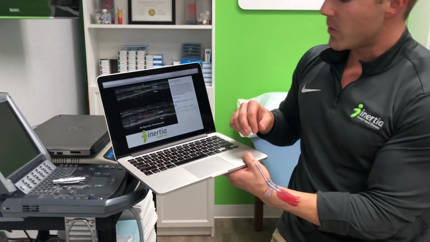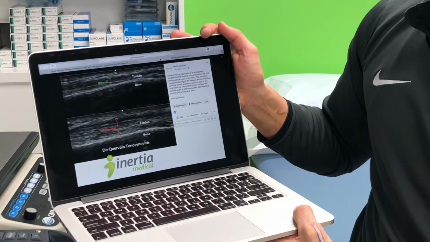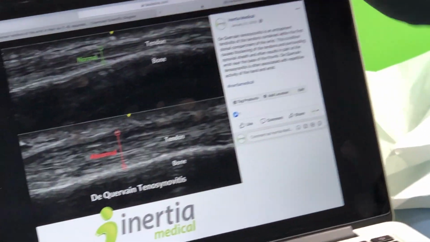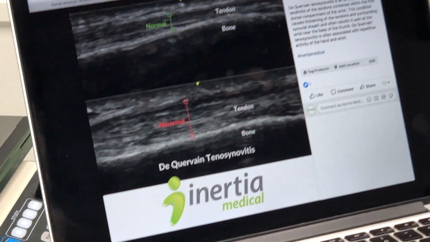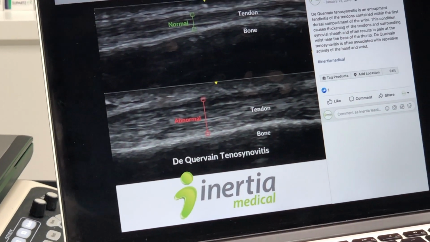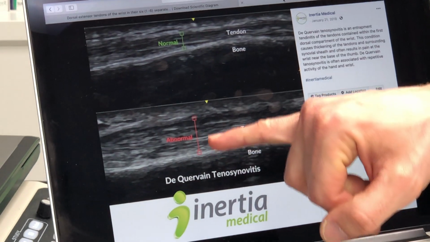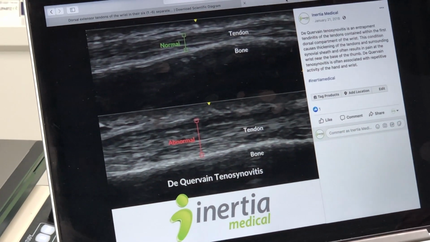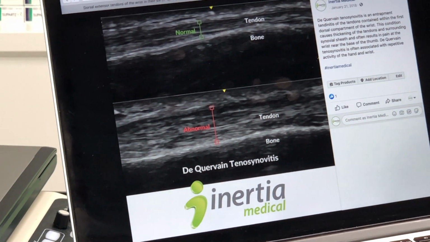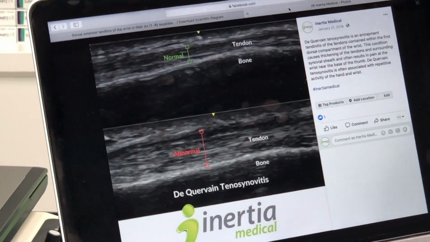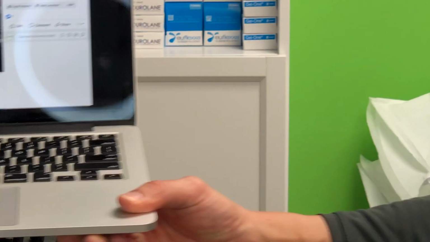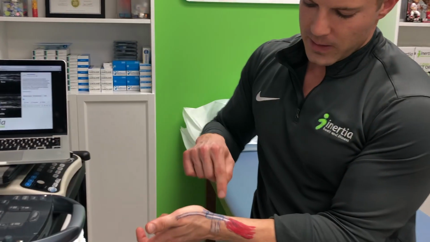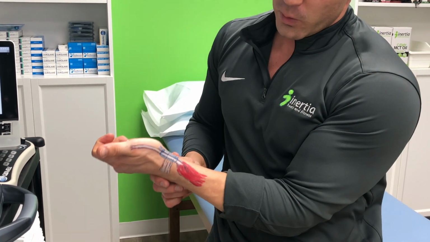So I'll show you a picture of what this condition can look like on ultrasound. I pulled this from the Inertia Medical Facebook page, and hopefully you can see, if you zoom in, that on the top, in the normal patient, the green indicates the thickness of the tendons in that first dorsal compartment. Whereas on the bottom, in this patient with Quervain's Tenosynovitis, it's much thicker, as seen in red. So you get hypertrophy or thickening of the tendon and surrounding synovial sheath, which is indicated by this blue sort of envelope around those tendons.